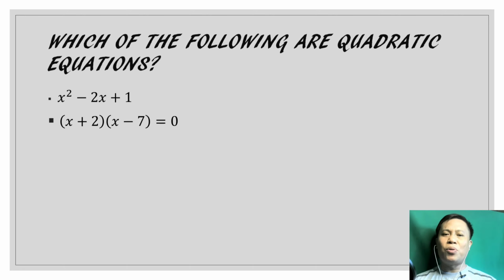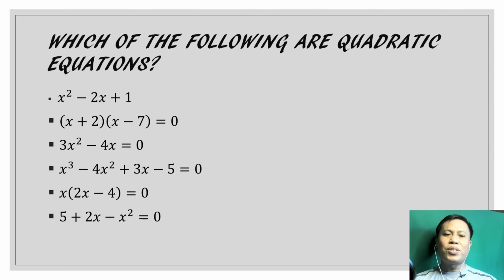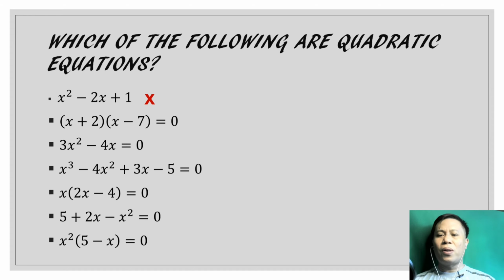Let's have a short exercise to verify if we really understand the concept of quadratic equation. Which of the following are quadratic equations? Let us start with x squared minus 2x plus 1. Is this a quadratic equation? The answer is no. Even though the highest exponent is 2, it has no equal sign. Therefore, it is not a quadratic equation. We can only call this a quadratic expression.